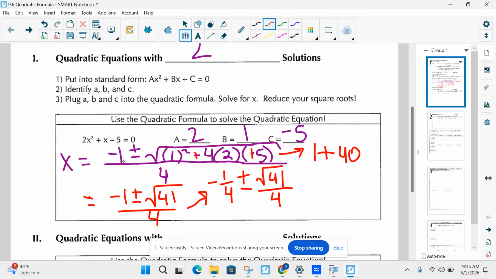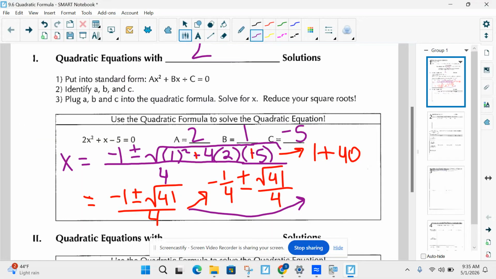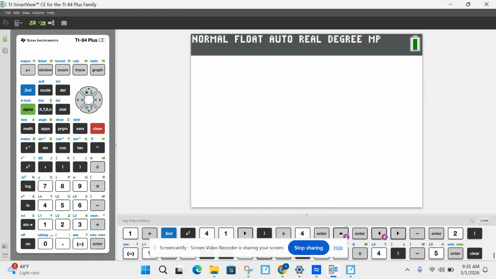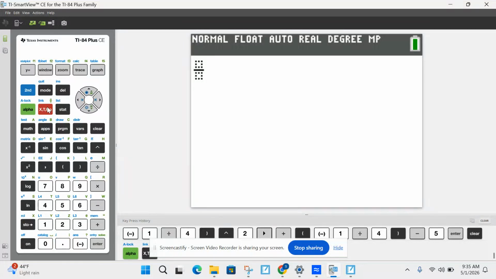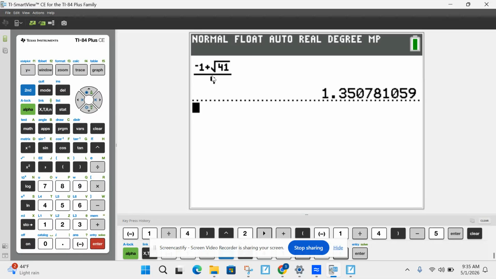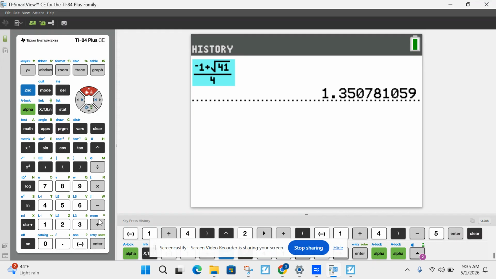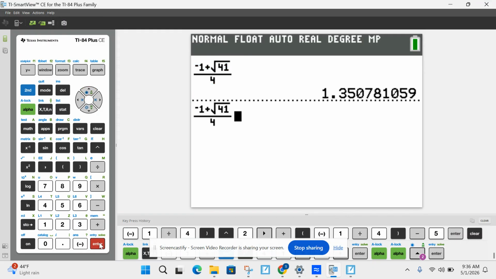Okay, but anyways, let's take out our calculators. And let's type in, I'm going to use my fraction bar, negative 1 plus square root of 41 divided by 4. There's no plus or minus button in your calculator. You should know that. And I get 1.35. The other one, actually, if I just go up and press enter to copy it down, I can change the plus to a minus sign.